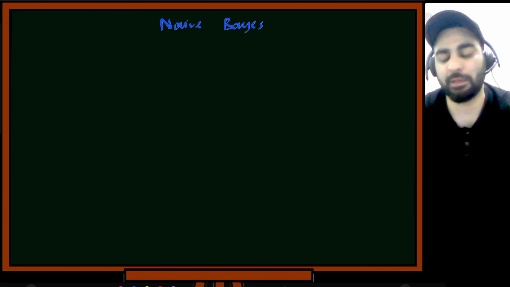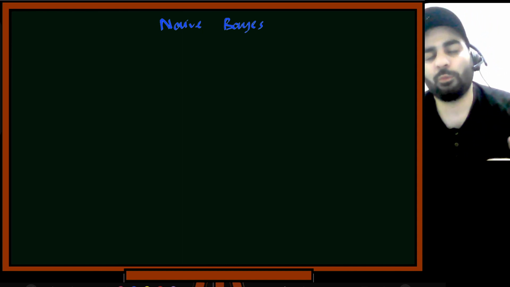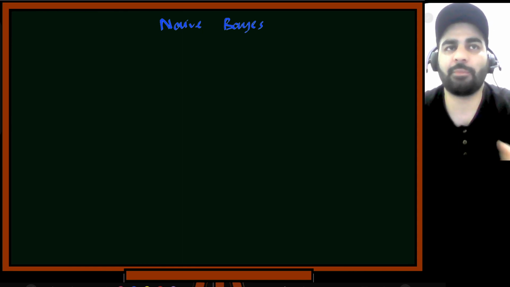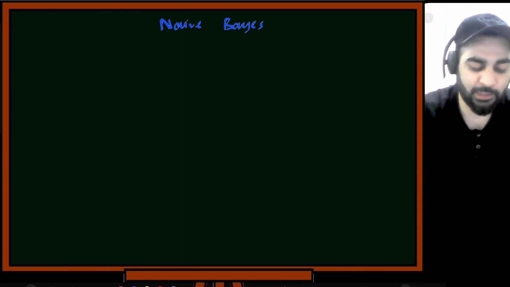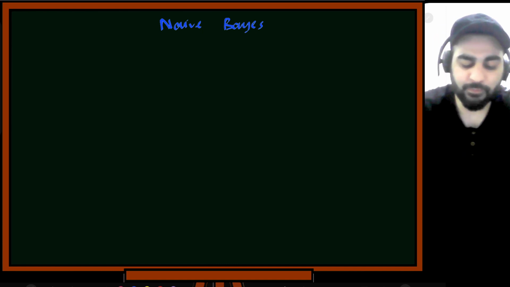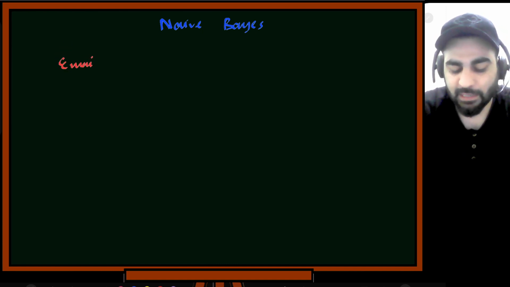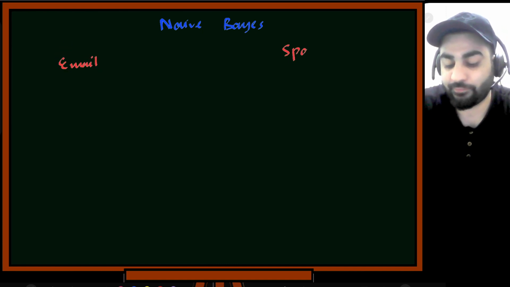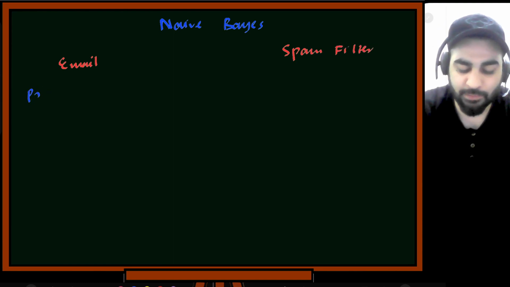We took a toy example. After that, I told you that we'll take a real world example and then we'll code it. The real world example that we'll take is emails, and we'll build a spam filter. Okay. So what's the problem statement? Let me define the problem statement clearly.